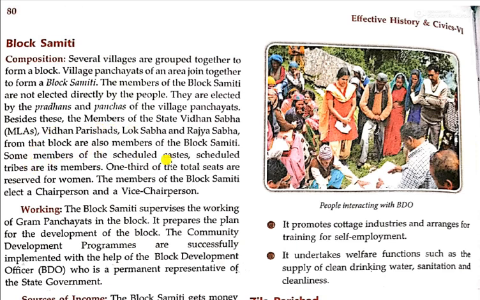Some members of the scheduled castes and scheduled tribes are its members. They also give membership to them. The socially and economically backward class people are known as the scheduled castes and scheduled tribes, and these members are also part of the block samiti. One third of the total seats are reserved for women.